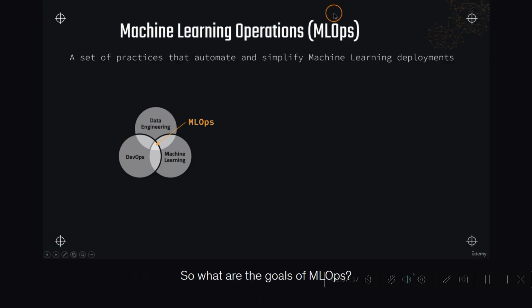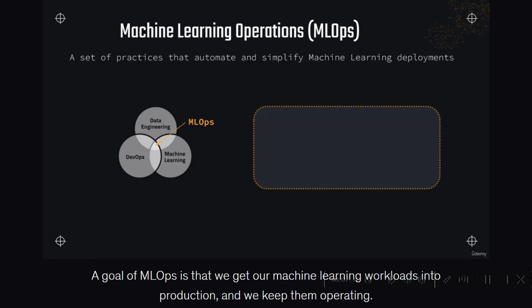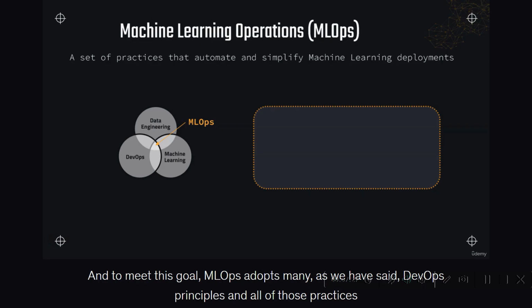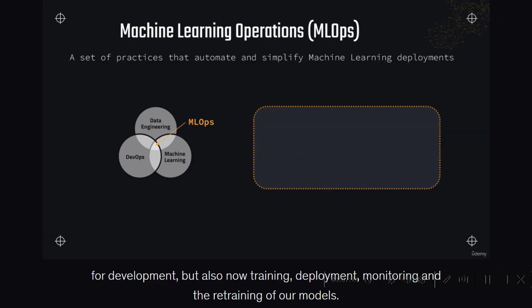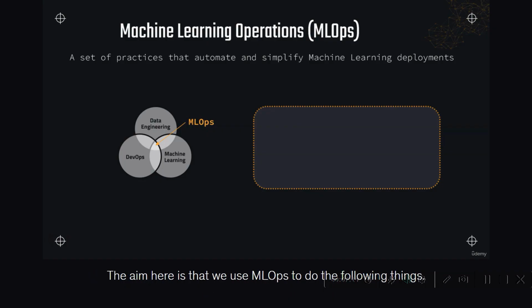So what are the goals of MLOps? A goal of MLOps is that we get our machine learning workloads into production and we keep them operating. And to meet this goal, MLOps adopts many DevOps principles and all of those practices for development, but also now training, deployment, monitoring, and the retraining of our models. The aim here is that we use MLOps to do the following things.